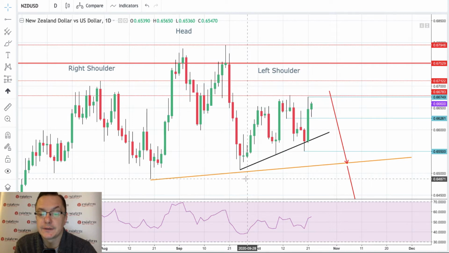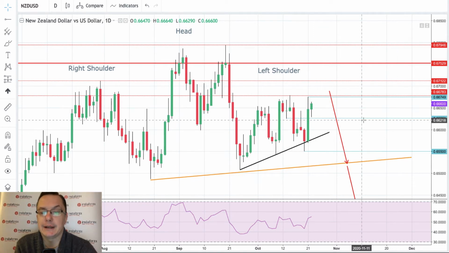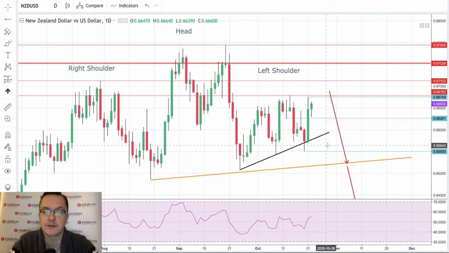Then of course the low of the neckline, which is 0.6487, and then even lower. But this will be analyzed once we get there. So right now, nothing basically new has happened. New Zealand dollar is making the left shoulder. Everything is going according to the plan.